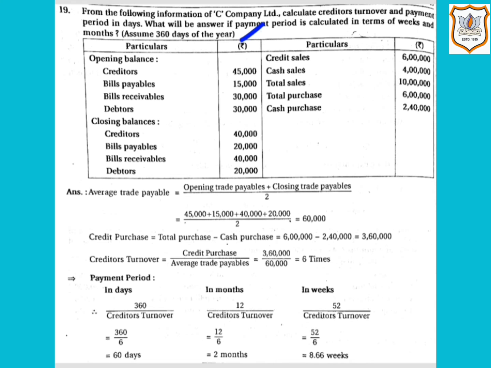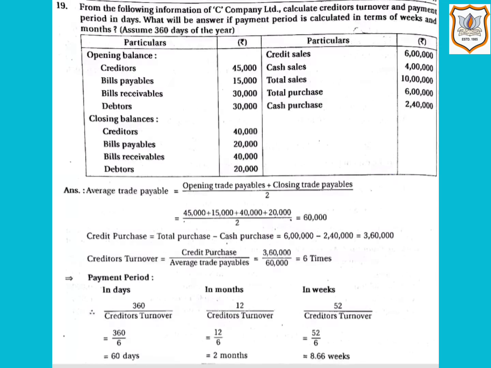Here the information is given. So the formula for creditors turnover is credit purchase upon average trade payables. So here we need to find out average trade payable. Average trade payable is equal to opening trade payables plus closing trade payables upon 2. Or we can say that average trade payable is equal to opening creditors plus opening bills payable plus closing creditors plus closing bills payable upon 2.